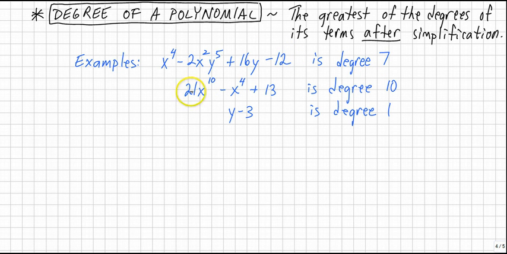In this next example, 21x to the 10th minus x to the 4th plus 13, it's simplified because there's no similar terms, and the biggest degree of one of its terms is 10. So the whole polynomial is degree 10. Let's say you have a pretty simple polynomial like y minus 3. Well, y and 3 are not similar, and the biggest degree on one of the variables is 1, so y to the first, so it's degree 1. So individual variables have their own degree, monomials have their own degree, and the polynomial itself has its own degree.